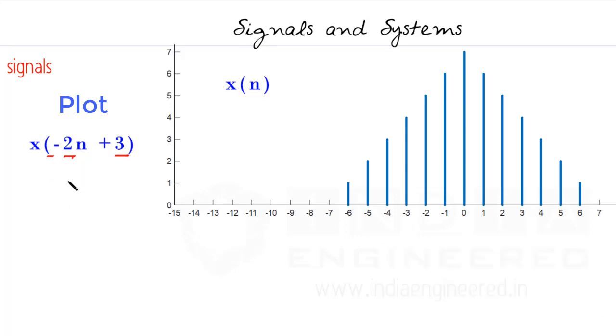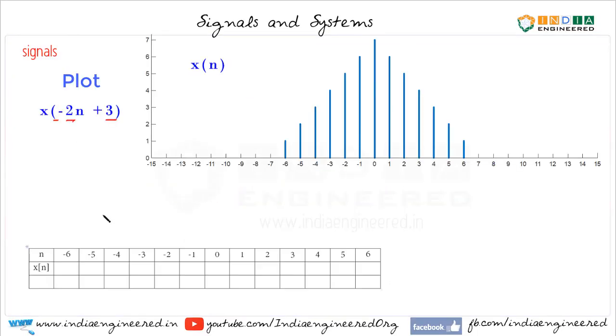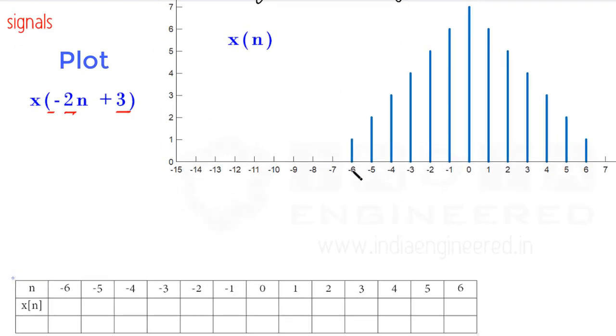First we will solve this problem under the assumption that we do not know the order in which these operations are to be done. So let's do that first. Now let's bring up the table, and in order to make the calculation easier, let's fill this table. The value of x of n at n equal to minus 6 is 1. So here we have 1. For n equal to minus 5, its value is 2. Then we can easily fill this. Just we have to look at the plot and fill this.